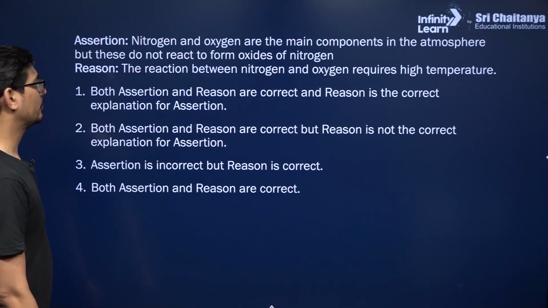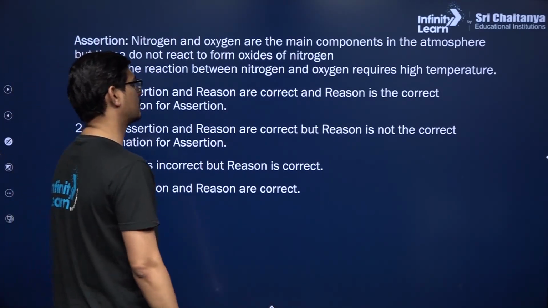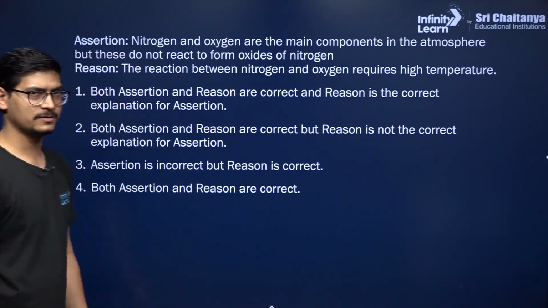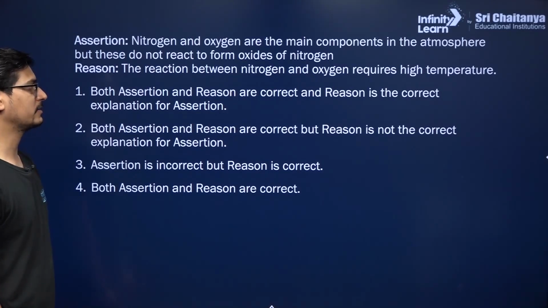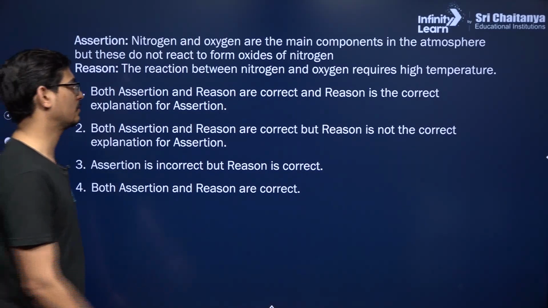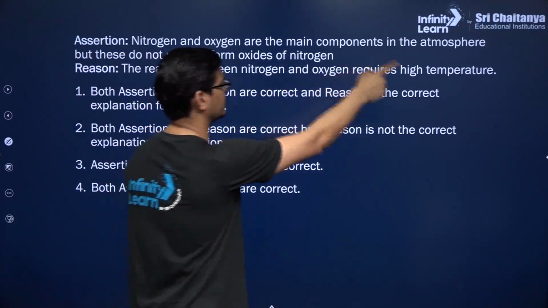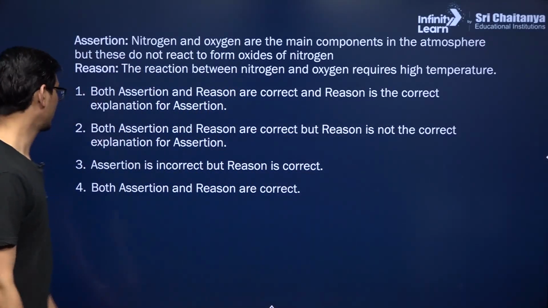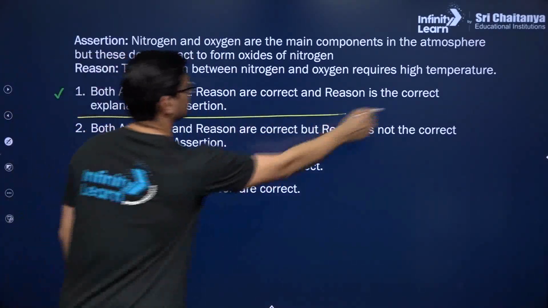Nitrogen and oxygen are the main components in the atmosphere, but they do not react to form oxides of nitrogen. Yes, this is because the reaction of nitrogen and oxygen requires a great deal of activation energy, because the triple bond of nitrogen and double bond of oxygen are very strong and cannot be broken easily. So this is the correct answer.